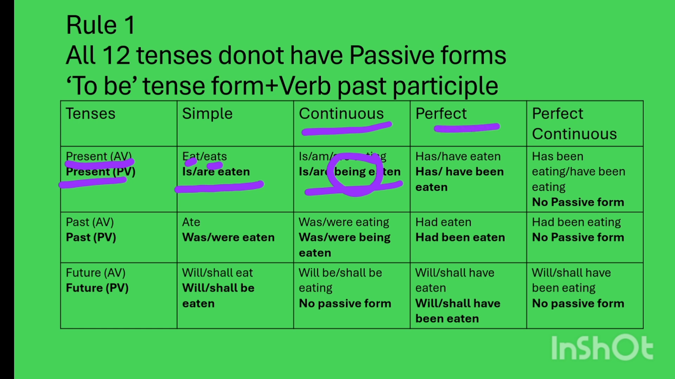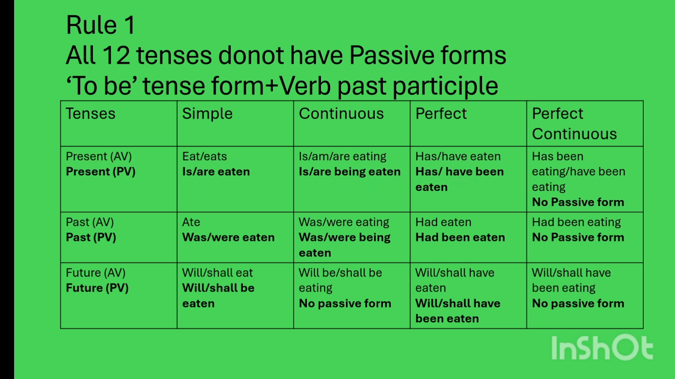For perfect, in perfect present, in active voice, it will be has or have, eaten. Okay, and in passive form, has or have you have to write depending on the subject, then you have to add been. Okay, and in perfect continuous, there will be no passive form. Has been eating or have been eating, whenever you see has been plus verb ing or have been plus verb ing, then there will be no passive form for that. Okay, because been is already there, been, then being together, it won't be used.